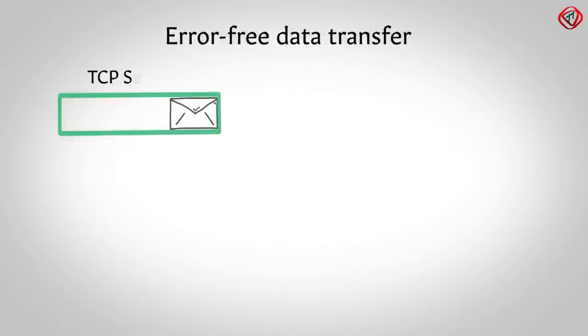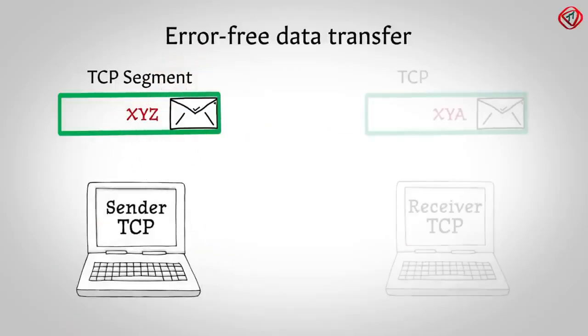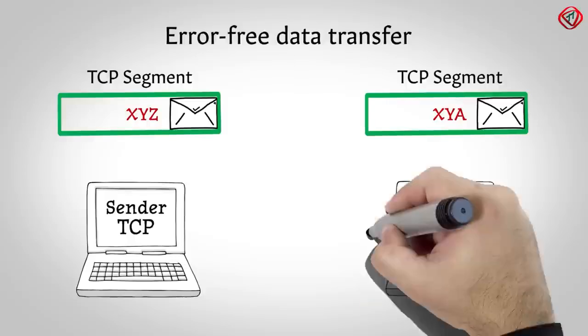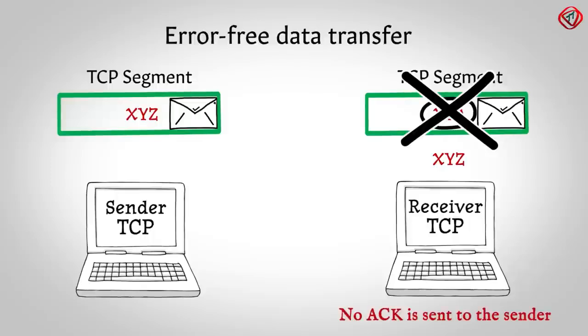Error-free data transfer is provided by using the field checksum. The sender calculates and enters a value in this field. At the receiving end, the receiver performs the same process and calculates the checksum value. If it does not match the value present in the checksum field, the TCP segment is discarded and no acknowledgement is sent to the sender.